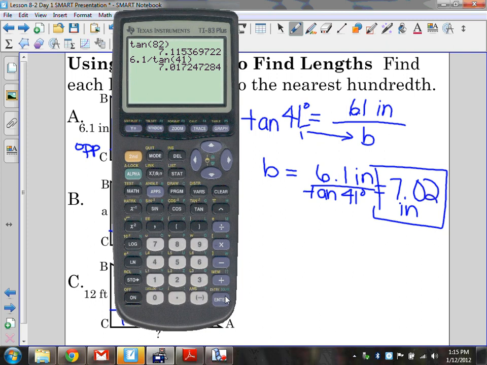You don't have to memorize them because they are on your SOL formula sheet. Not in this form. It doesn't say S equals O over H, C equals A over H, T equals O over H, or O over A. But it does give you the sides of the triangle and shows you how to set them up. But you're going to have to know how to solve them.